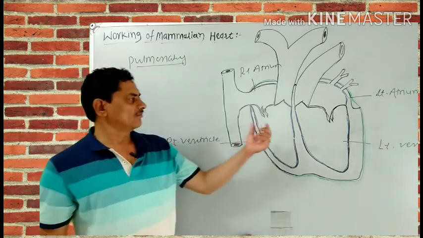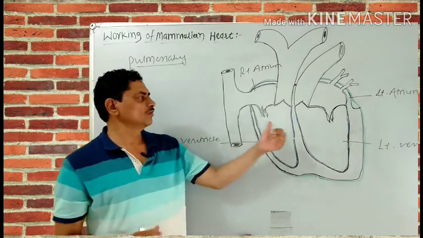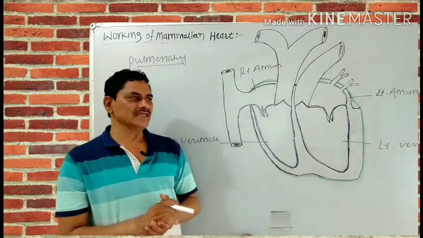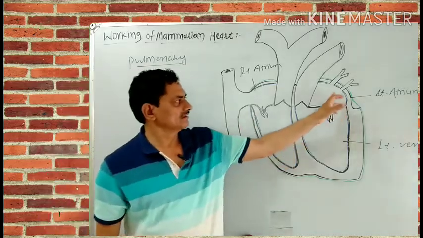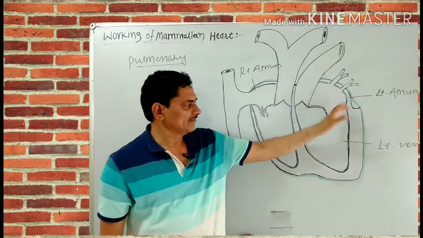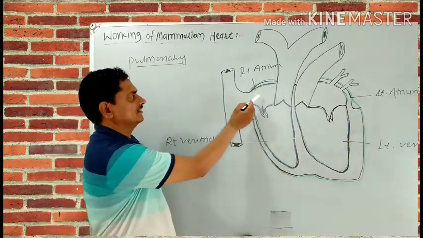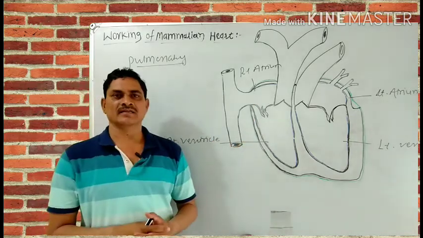The heart of the mammal or the human being is chambered and two-sided, the left side and the right side. Each side contains two chambers. The left side contains the left atrium and the left ventricle, and towards the right side there are the right atrium and the right ventricle.